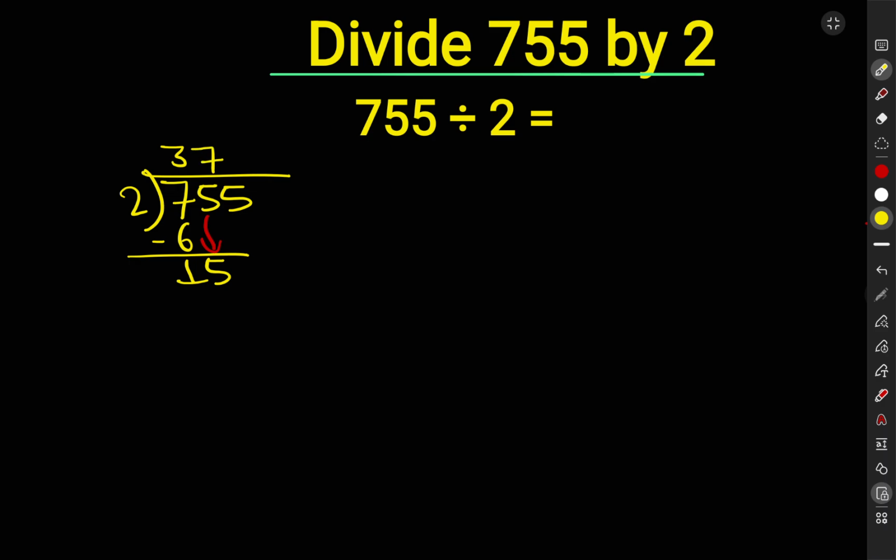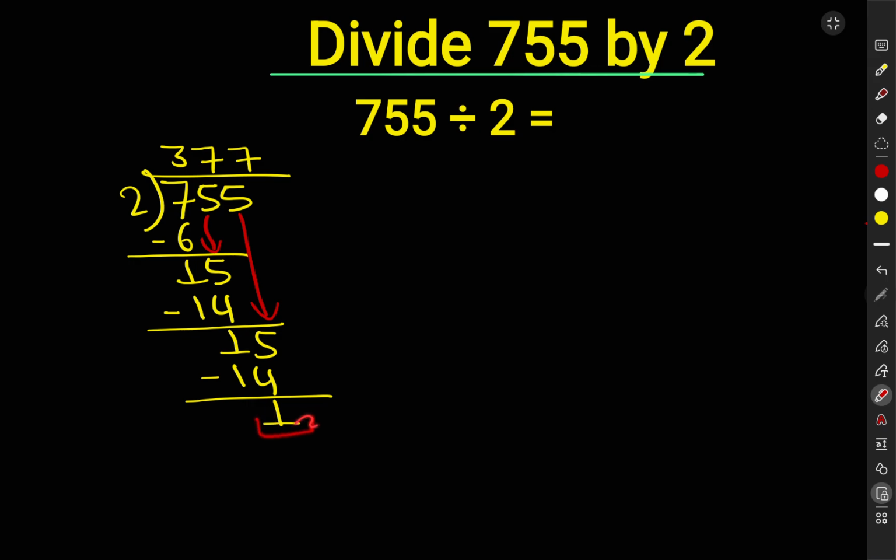2 times 7 is 14. On subtracting we get 1. So again we put down this 5 and it is 15. So 2 times 7 is 14. On subtracting we get 1.